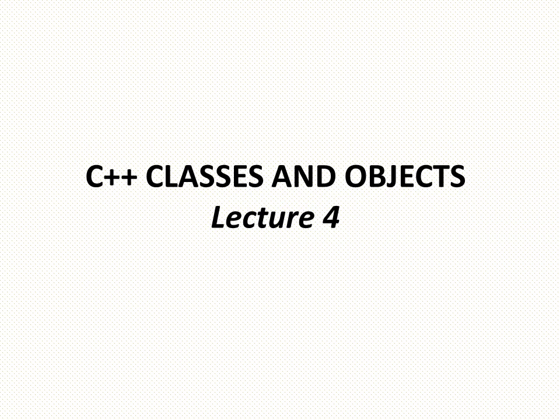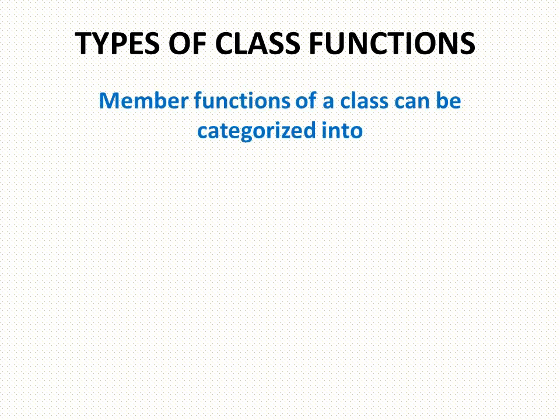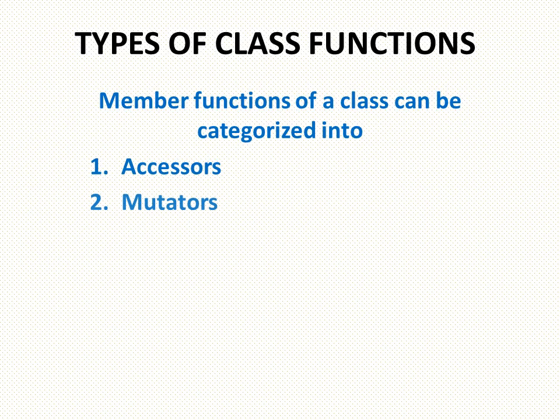We will be dealing with C++ classes and objects lecture 4. In this video, we will be dealing with types of class functions. Member functions of a class can be categorized into three categories. They are accessors, mutators and managers.